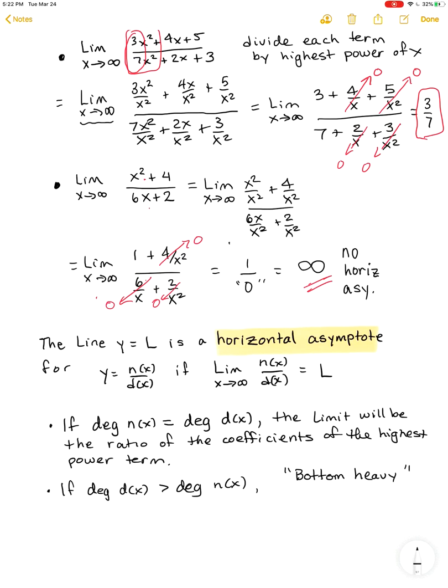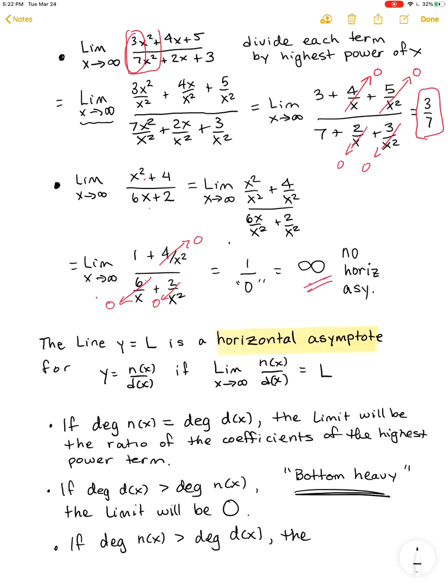If the degree on the bottom, the denominator, is bigger than the degree on the top, the limit will be 0. Bottom heavy. If the degree on the top, or the numerator, is bigger than the degree of the denominator, then there will be no limit. The limit is infinite. Plus infinity or minus infinity, we don't care. We can figure that out with the derivative or something like that.